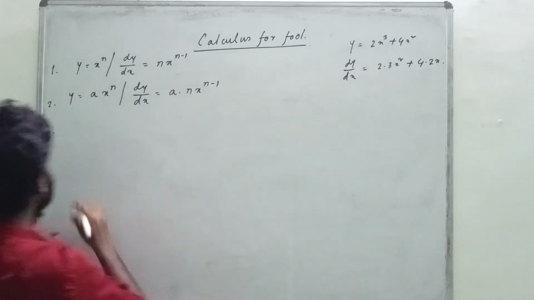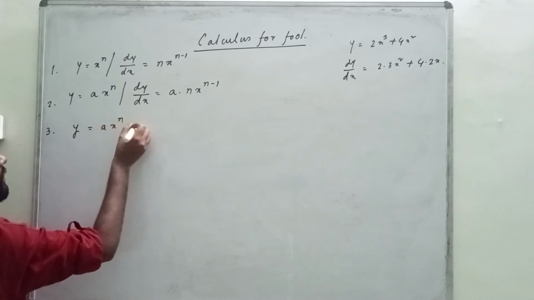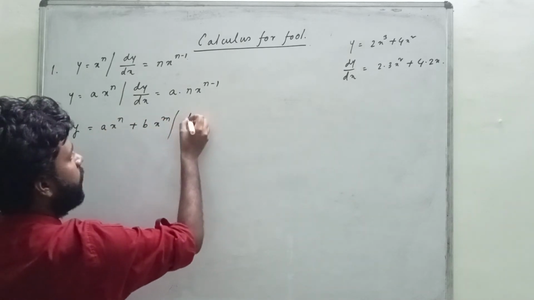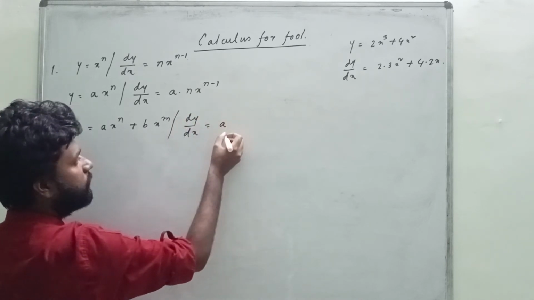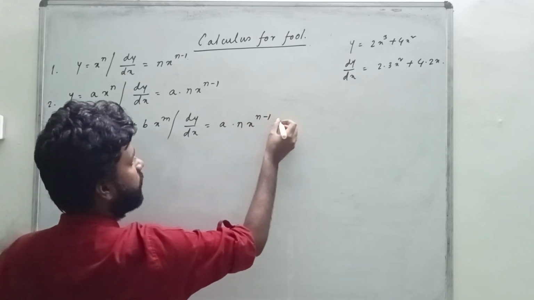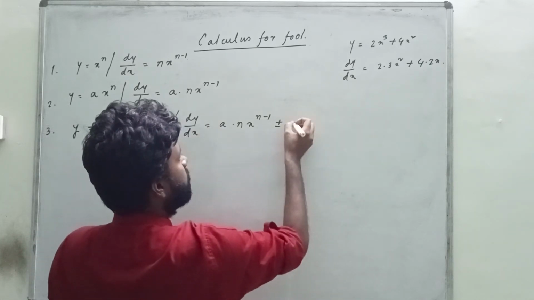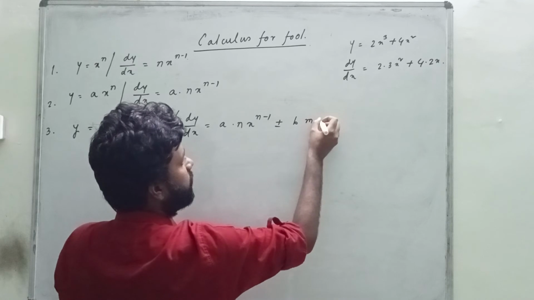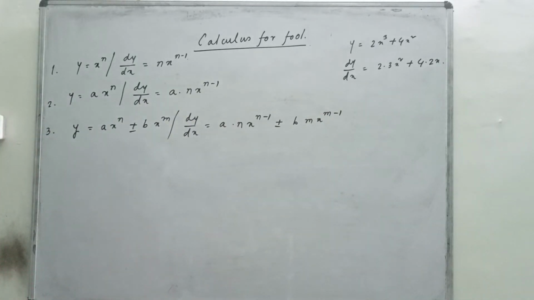If y was a x to the power n plus minus b x to the power m, then dy dx goes to a remains fixed, and x to the power n goes to n x power n minus 1, plus minus same thing. This b remains b, x power m becomes m x power m minus 1, right? Okay.